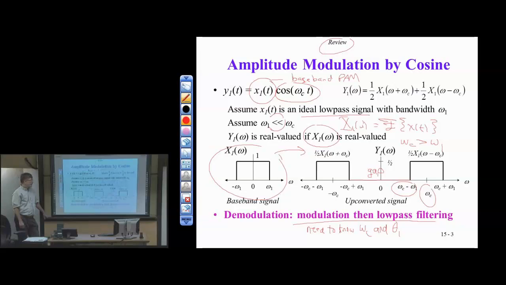What does the low-pass filter need to know? Bandwidth of the original signal. So the modulation needs to know omega c and theta 1, and the filter needs to know omega 1.